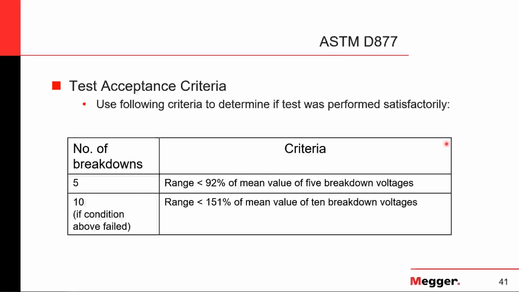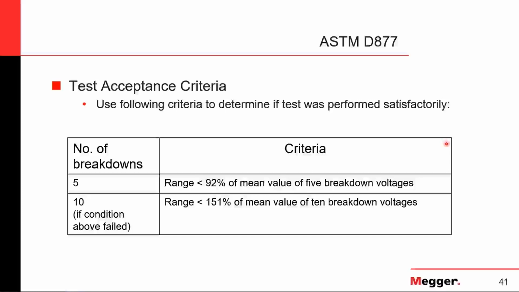Now, we're talking about test acceptance criteria, so what does it mean? This acceptance criteria for both D1816 and D877 is just to validate our testing, just to validate our method.